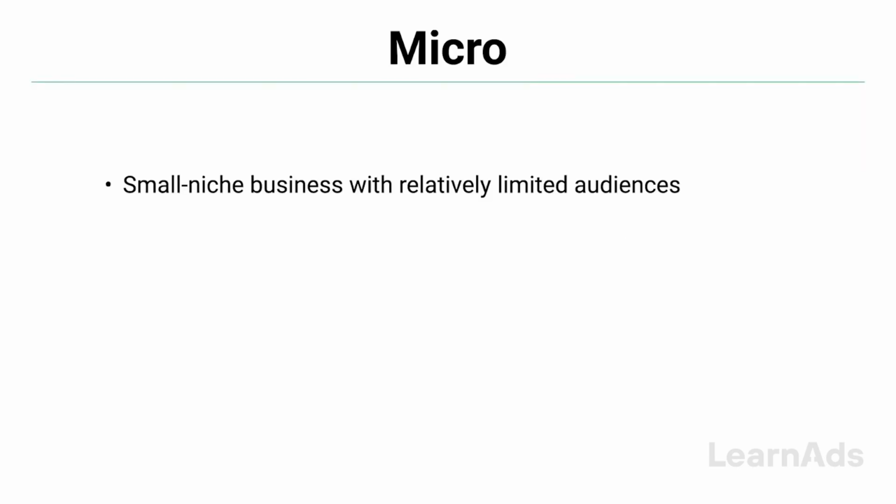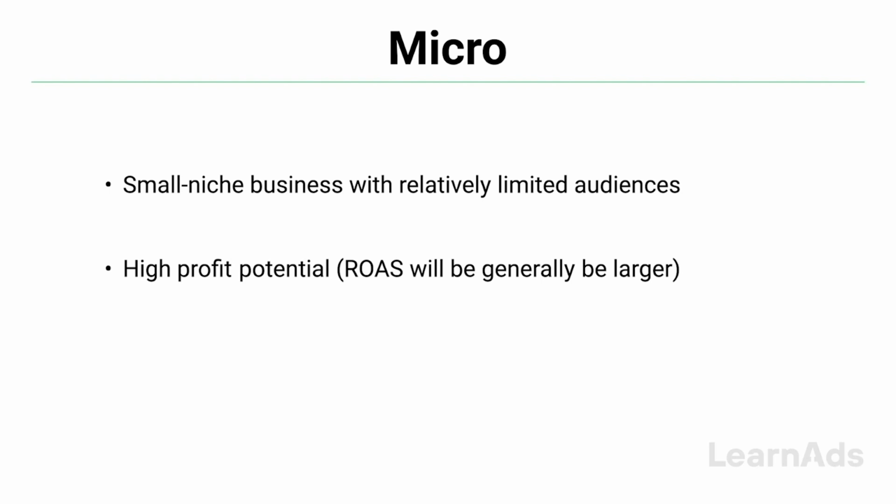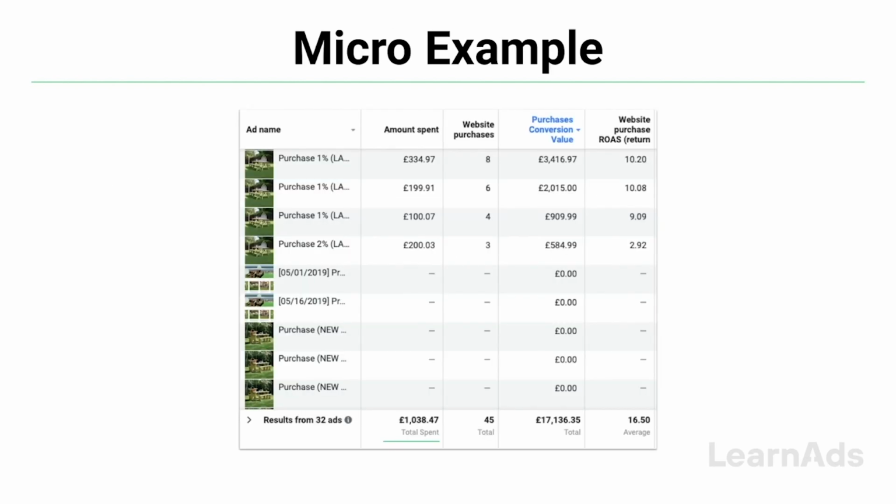So a micro business is generally a small niche business with relatively limited audience size. They have a very high profit potential and their ROAS, so their return on ad spend, will generally be larger. But because of the small and limited audience sizes, they're generally harder to scale than other businesses online. I want to give you an example right now.